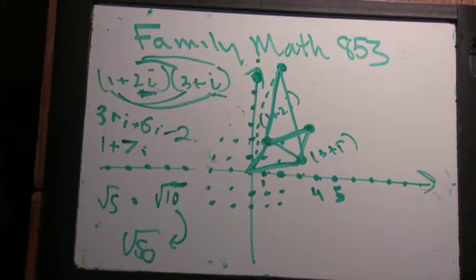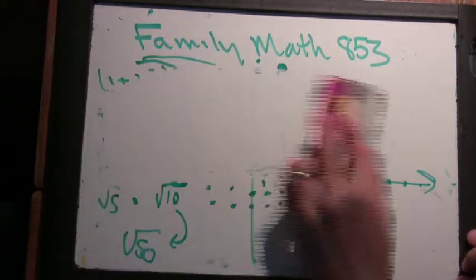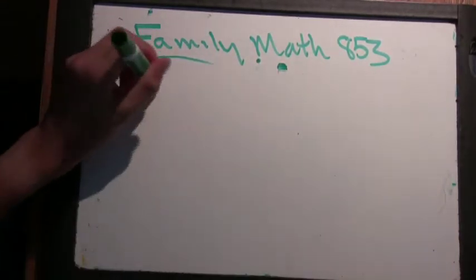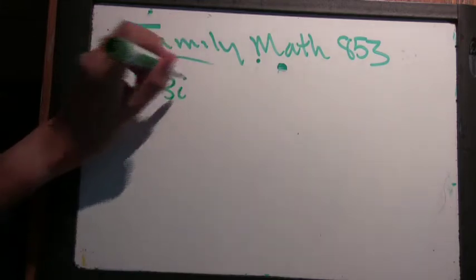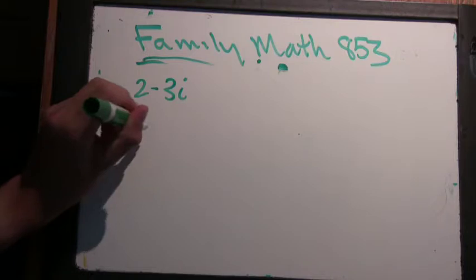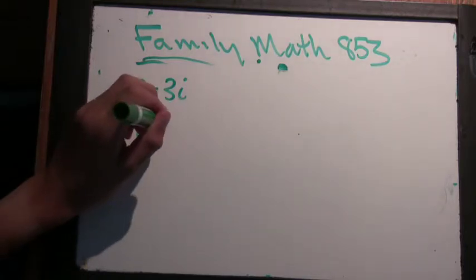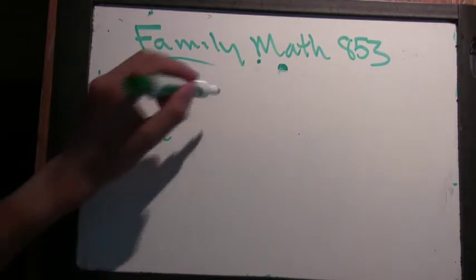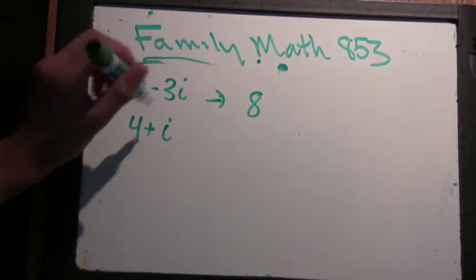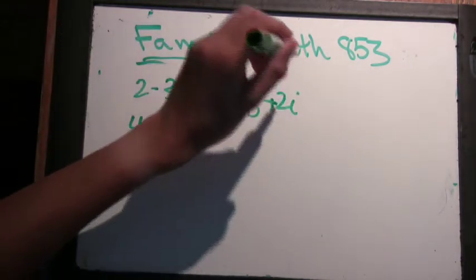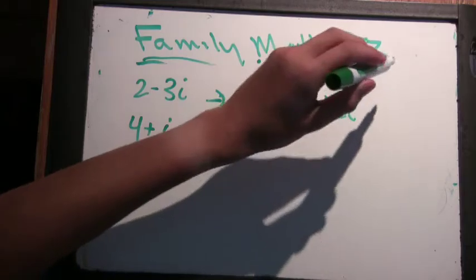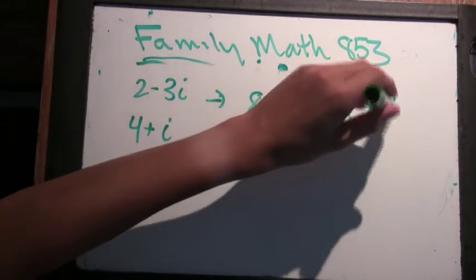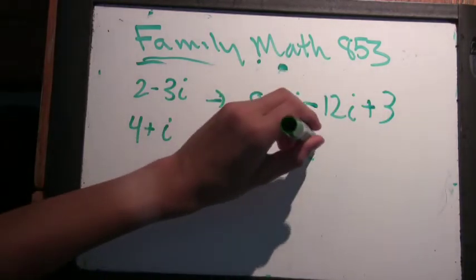Okay, great. I have an eraser here. We're sort of cluttered, but we don't need to draw the picture. So give me 2 random points. Well, let's do 2 minus 3i and 4 plus i. All right, so when we multiply those together, what do we get? So we get 8 plus 2i minus 12i. It's going to be minus 3, so plus 3. So 11 minus 10i. Okay.